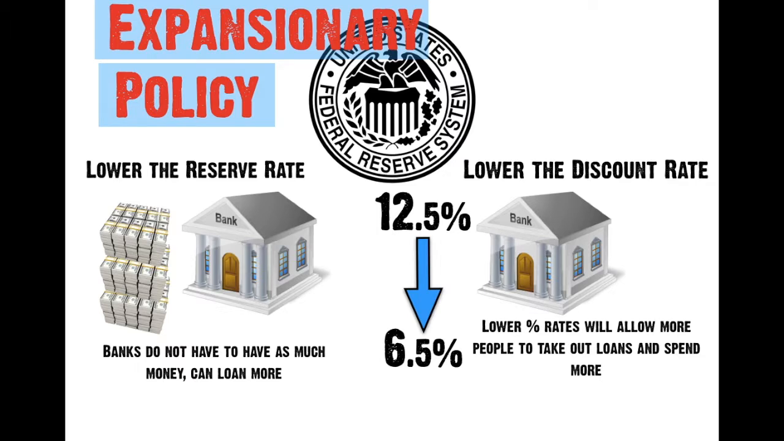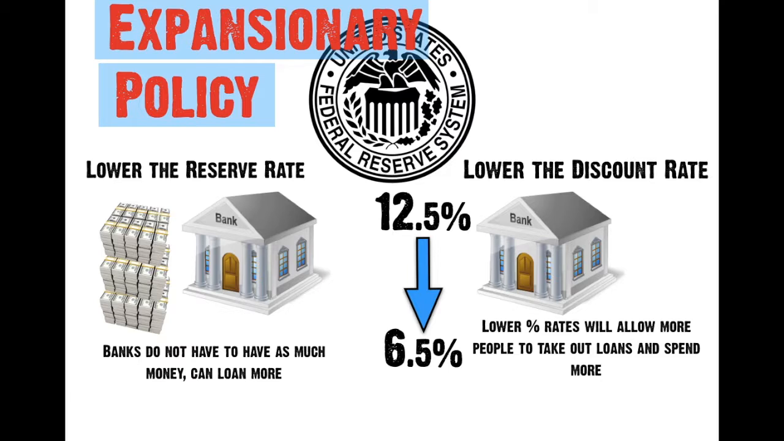Therefore letting the banks loan out more money into the economy to try to jumpstart the economy and get it going again. The Federal Reserve could also lower the discount rate. Let's say it was raised to 12.5%. We're going to lower it back down to 6.5%. This lower rate will allow more people to take out loans and therefore spend more.